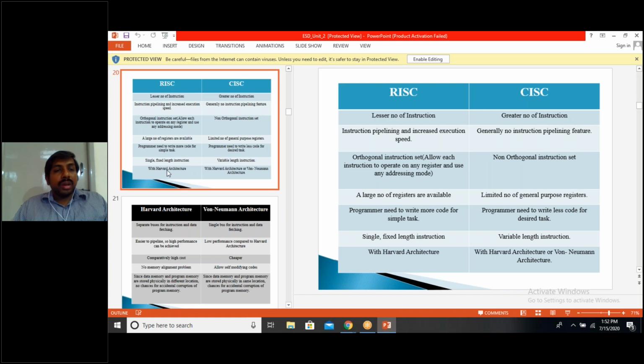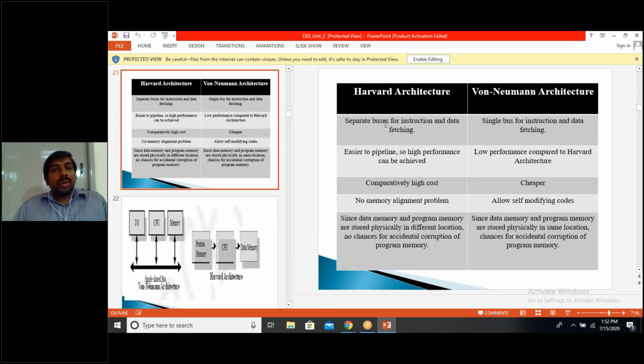RISC architecture follows Harvard architecture. Harvard means you are using separate buses for program memory and data memory. Whereas in CISC architecture, we can use Harvard or von Neumann, depending on the processor, DSP, microcontroller, or microprocessor. If it has a CISC architecture, it can follow Harvard architecture or von Neumann architecture. So what are Harvard architecture and von Neumann architecture? Harvard architecture means we are using separate buses for instruction and data fetching. Von Neumann architecture means we are using a single bus for instruction and data fetching.